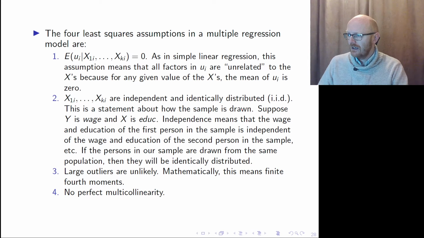But only in expectation. And the third least squares assumption is that large outliers should be unlikely, and that just means that they have finite fourth moments, finite kurtosis. Okay, so the fourth one is no perfect multicollinearity, and this is only for the multiple regression model. And what is this?